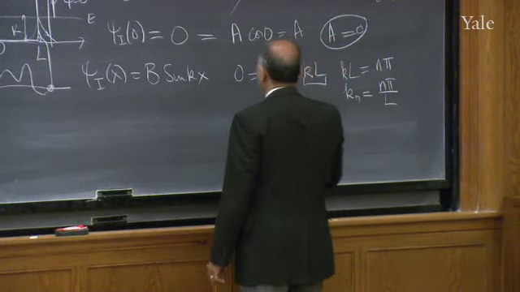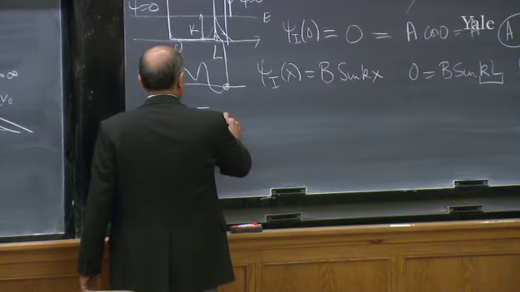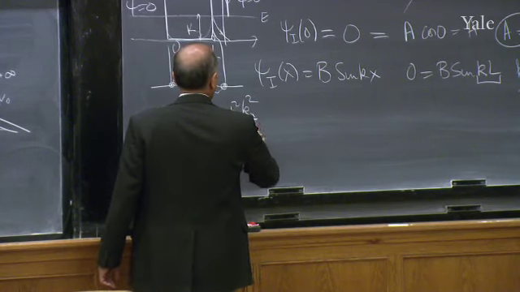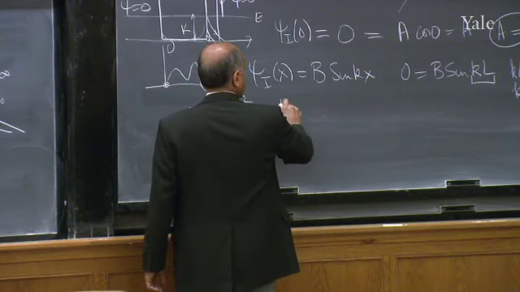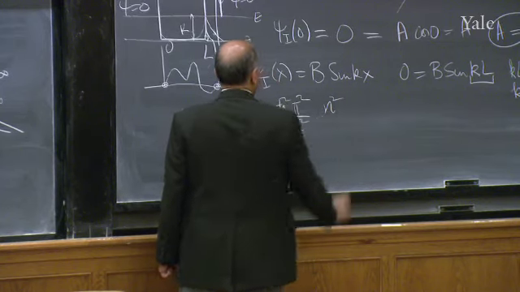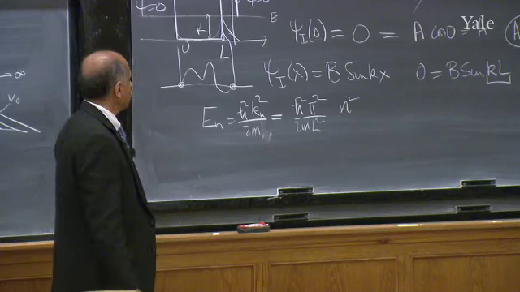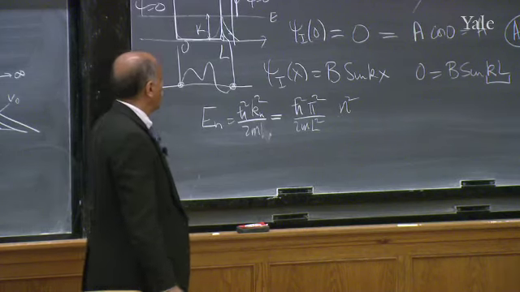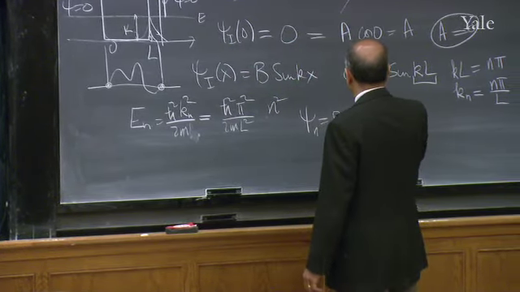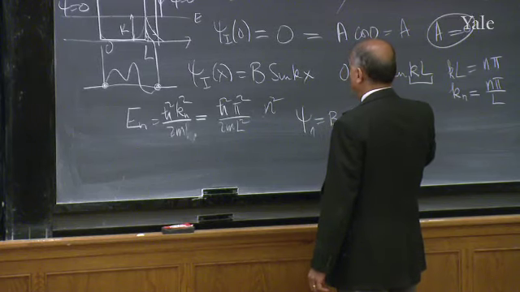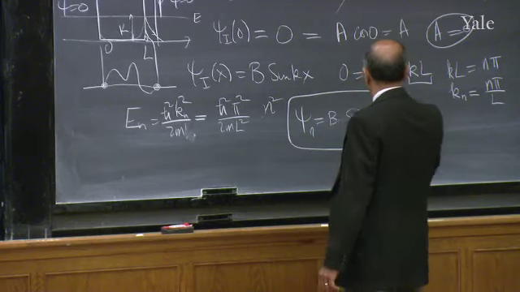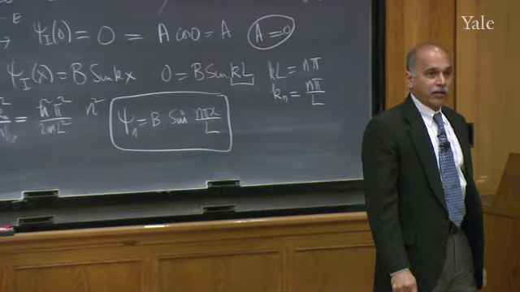I'm going to call it k sub n. And the energy, which is really ħ²k²/2m, becomes now ħ²π²n²/2mL². And psi sub n looks like B sine(nπx/L). You guys see that? These are the allowed functions.